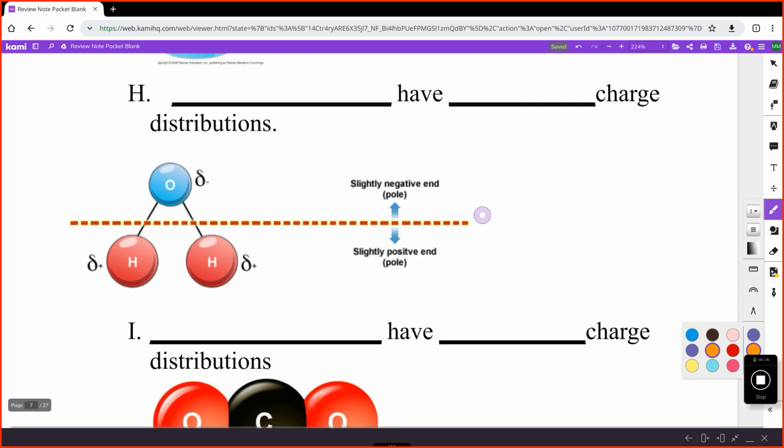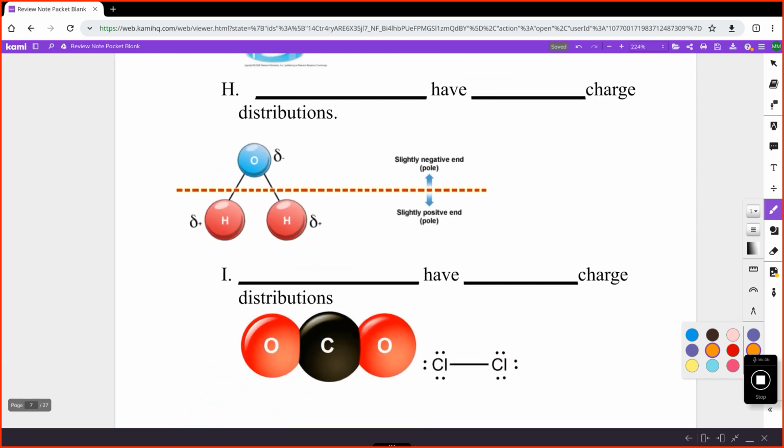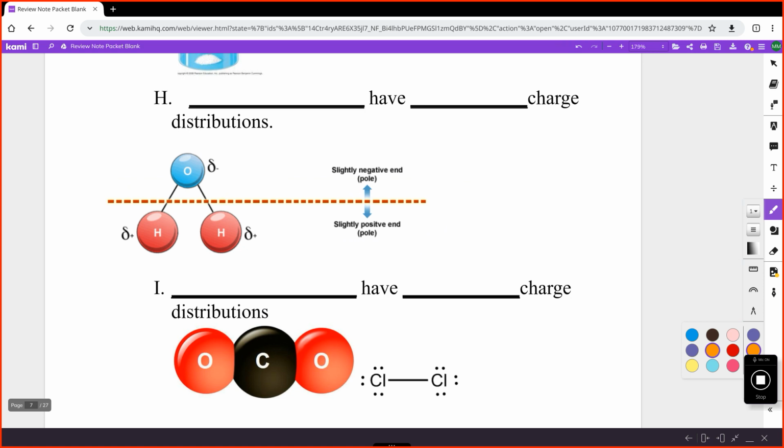The last most important part of this unit had to do with molecules. This is similar to bonds, but it's just a little bit different in that we have polar molecules and we have non-polar molecules. And the way we tell the difference between the two has to do with symmetry.